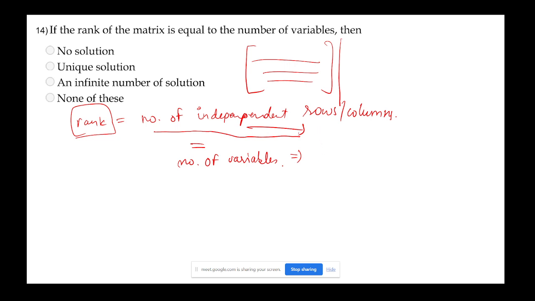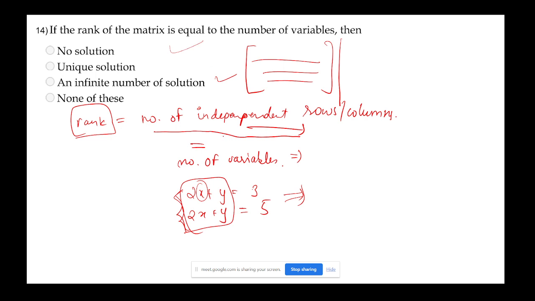Otherwise there can be infinitely many solutions. If you have 2x plus y equals 3 and 2x plus y equals 5, in this case these two equations are related to each other, so you can say that this will have an infinite number of solutions. You can put any value of x and you will get n number of y. Or there are chances that no solution also occurs.